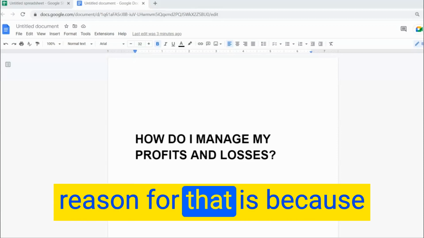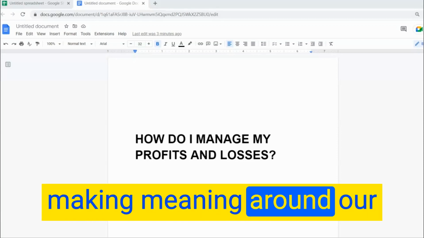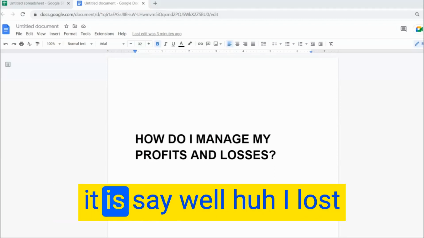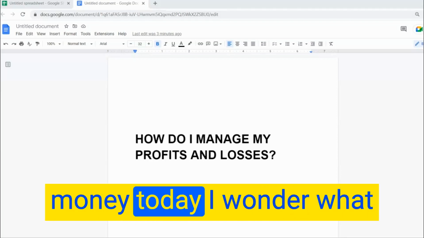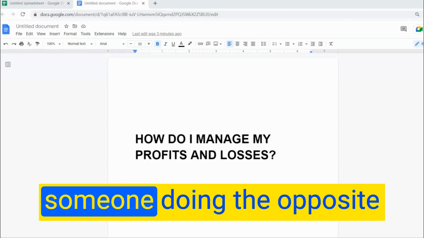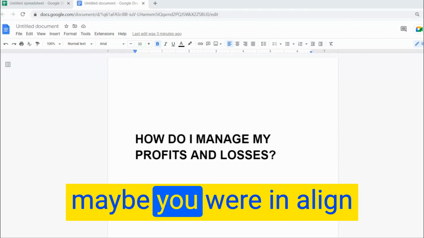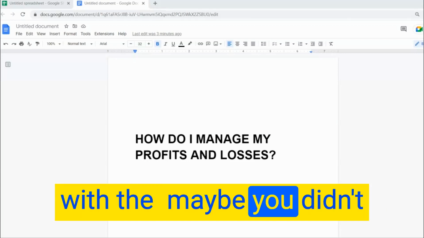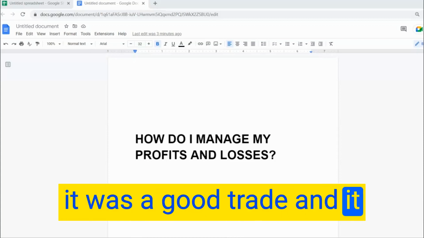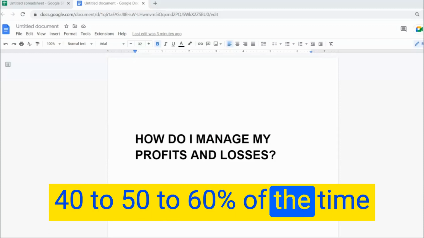The reason for that is because we are making meaning around our P&L, and the only meaning that we should make from it is to say, well, I lost money today. I wonder what I could learn from that. Because if you lost money, someone doing the opposite of what you did actually made money that day. So maybe you weren't aligned with the market. Maybe you didn't come in with the proper thought process. Maybe it was a good trade and it was just one of the losing trades, right? That happens 40 to 50 to 60% of the time.